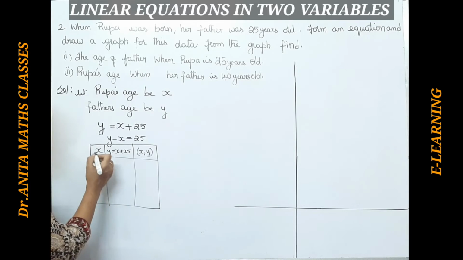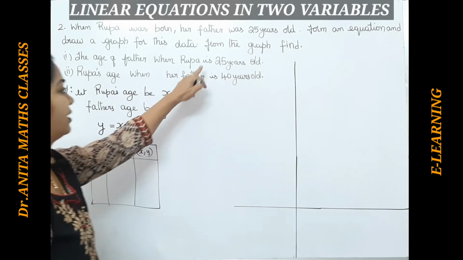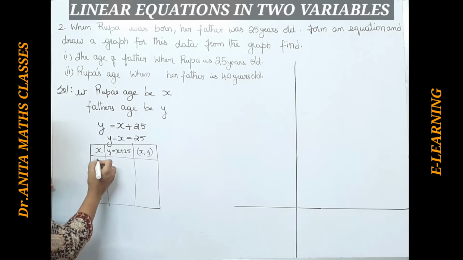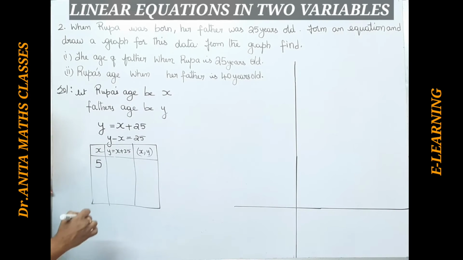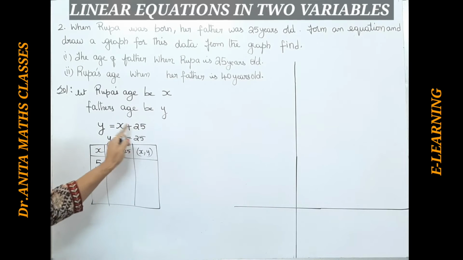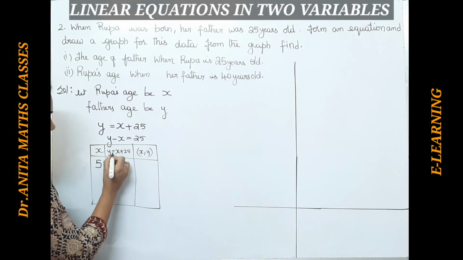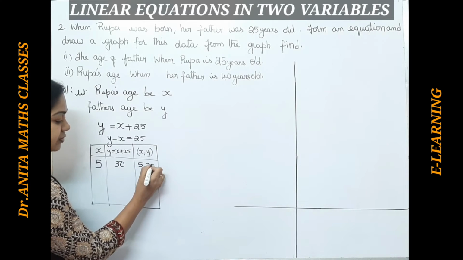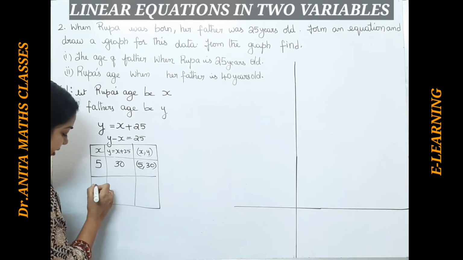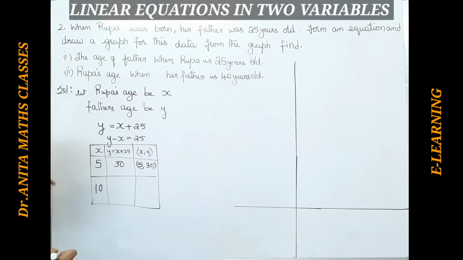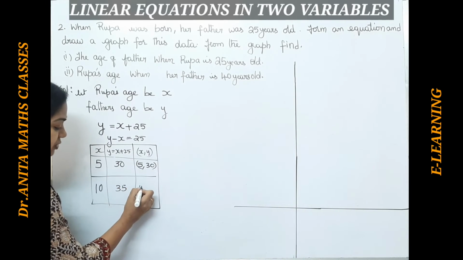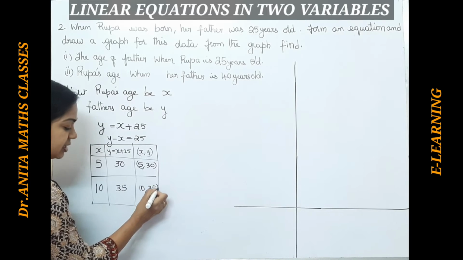Now let me suppose values in the multiples of 5, because we have 25, 5 and all that. First, if we take Rupa's age as 5 years, her father's age will be 5 plus 25. So y is equal to 5 plus 25, which is 30. So when Rupa is 5 years, father was 30 years. Similarly, I'll take Rupa's age as 10 years. So 10 plus 25 comes to 35. So when she was 10 years old, her father's age was 35.